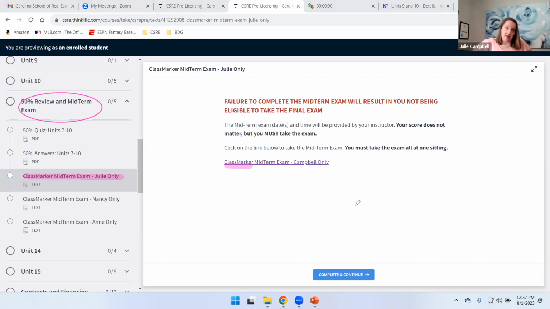Please understand, the midterm is not for me. The midterm is for you. It's a checkpoint. It allows you to see where you are right now. If you pass, keep up the good work. If you don't, what do you need to do to get ready for August 31st?